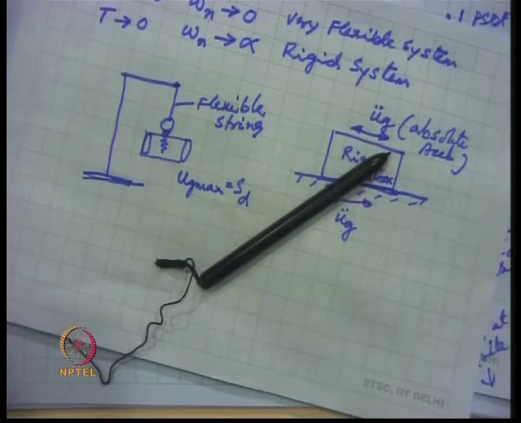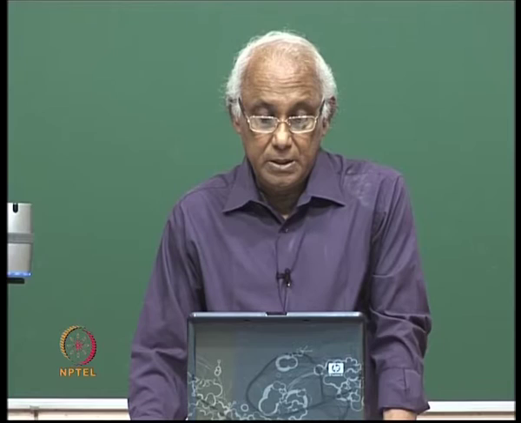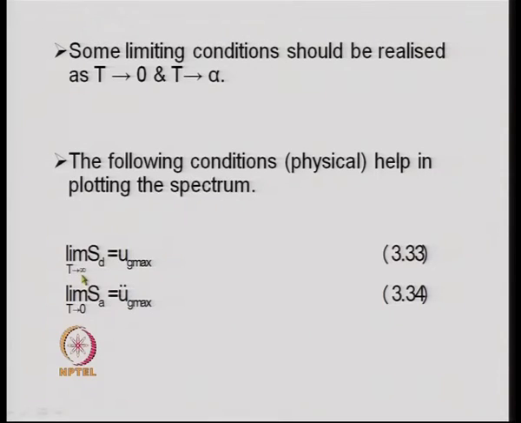So, the following physical conditions emerge: the limit T tending to infinity for S_d becomes equal to u_g max, and the limit T tending to 0 for S_a becomes equal to the ground acceleration.